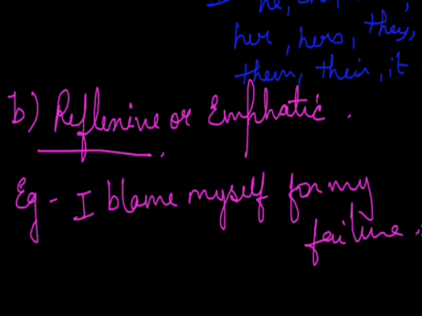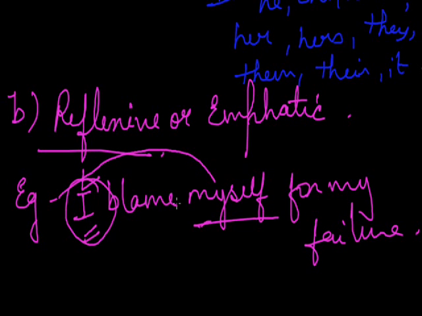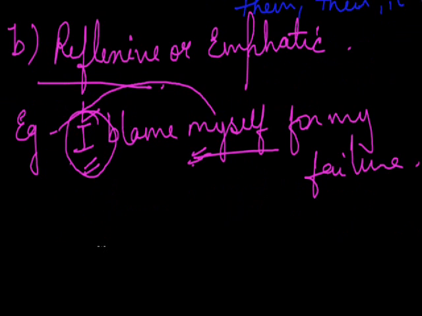Talking about the example I've written, I blame myself for my failure, here the pronoun is myself. This pronoun is known as a reflexive pronoun because it acts as an object to the verb, but it refers to the same person, and the same person is I, because I was talking. This myself is for the subject I, the same person as the subject of the verb. That's why myself is known as a reflexive pronoun.